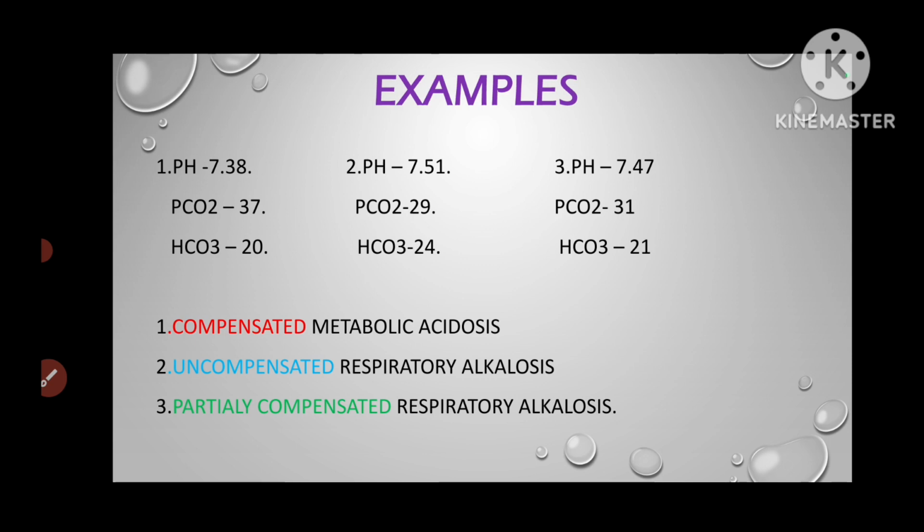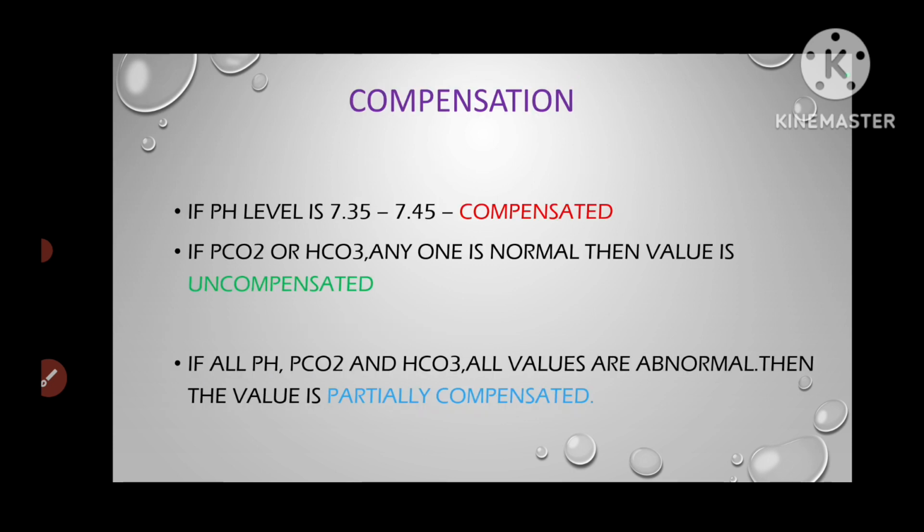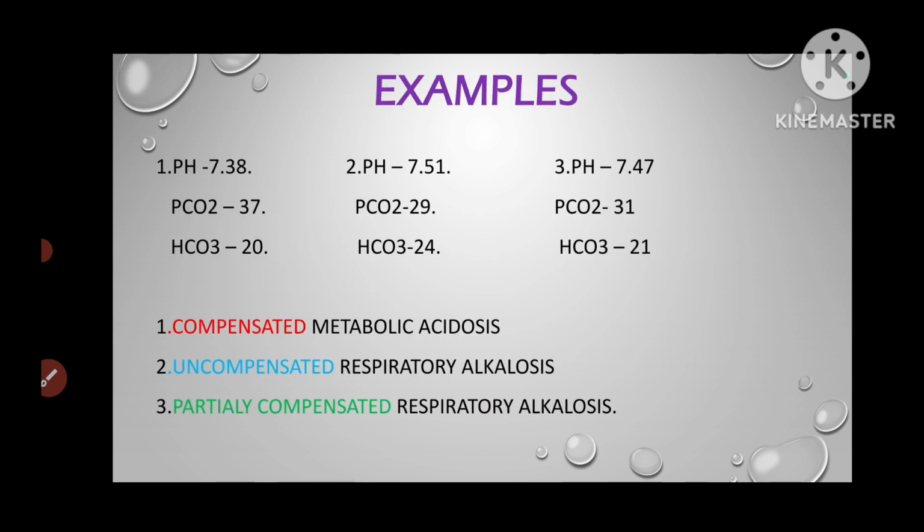But then we have to see whether it is compensated, uncompensated or partially compensated. For compensation, we should check the pH, which is not normal, so we can cancel compensated. For uncompensated, any one of the values should be normal. Here pH is abnormal, PCO2 is abnormal, and HCO3 is also abnormal. So all the values are abnormal, which means it is partially compensated. So the answer is partially compensated respiratory alkalosis. In the third point I mentioned, if pH, PCO2 and HCO3 are all abnormal, then the values are partially compensated.